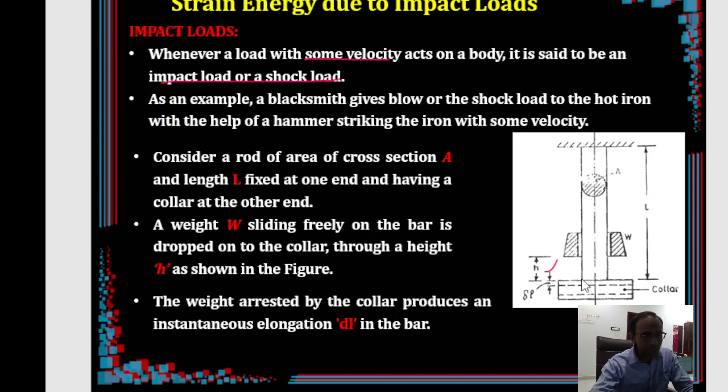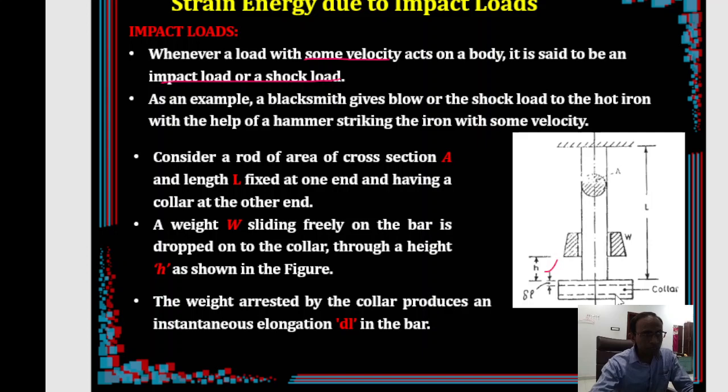So let's say the rod gets extended, right? The weight arrested by the collar produces an instantaneous deformation in the bar. When it was dropped here, it will elongate the entire bar that we are seeing here. It will be subject to some kind of extension because of the dropping of the sliding weight from a height. The whole thing is subjected to some kind of elongation.